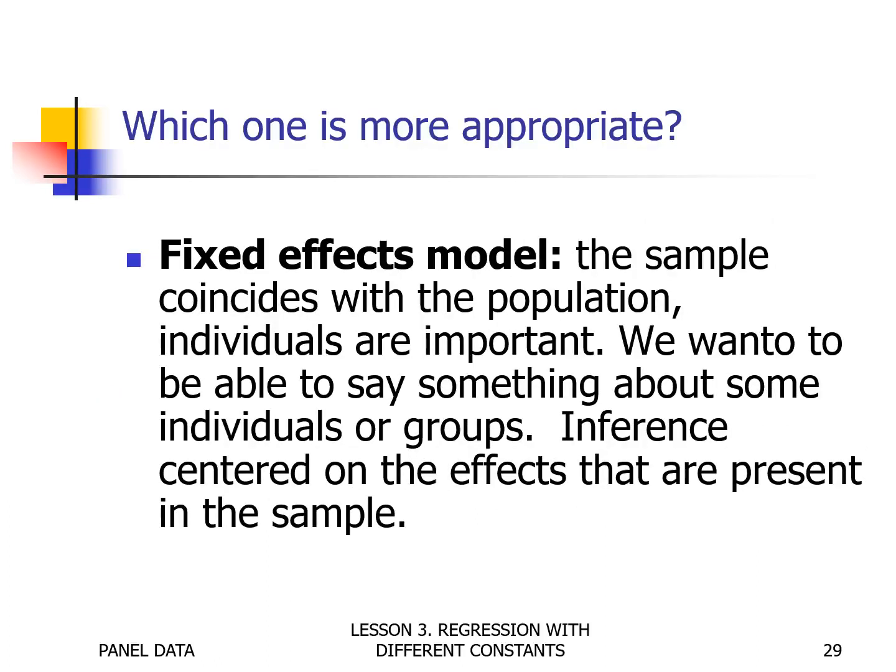How do you make a choice in terms of theoretical considerations? Well, the fixed effect model is more appropriate when the sample coincides with the population. The individuals are important, and the inference is centered on the effects that are present in the sample. So we care about our sample and the small sample.